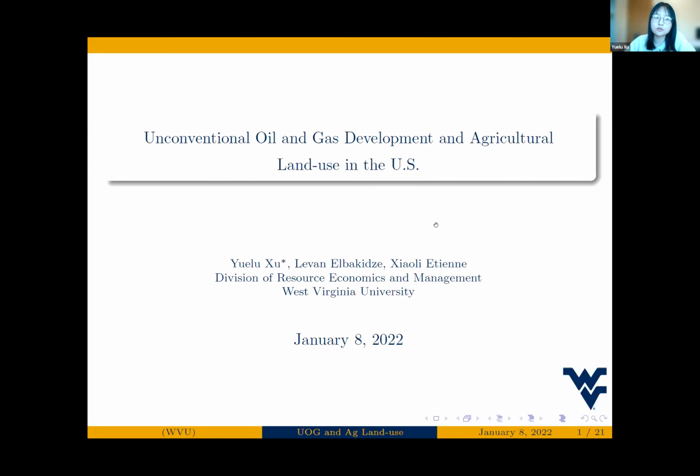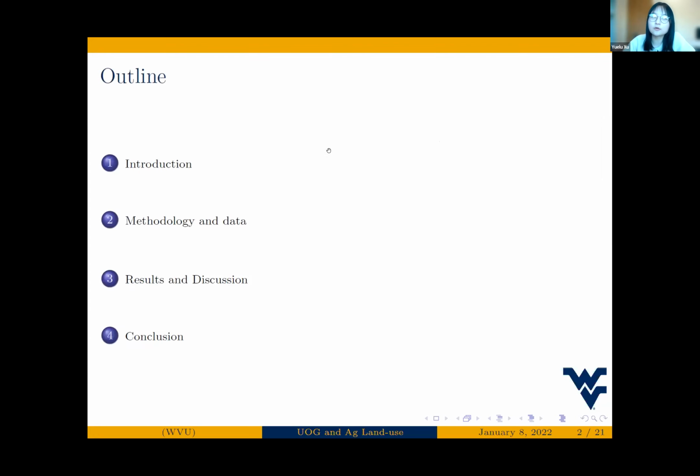This work aims to explore the relationship between recent rapid UOG development and agricultural land use in the contiguous US and several major shale play regions. I will introduce the motivation of this study first, followed by the method and data, results, and the discussion, and the conclusion.